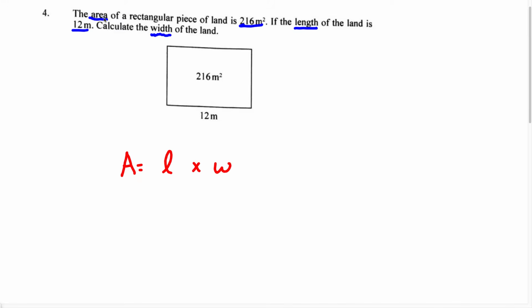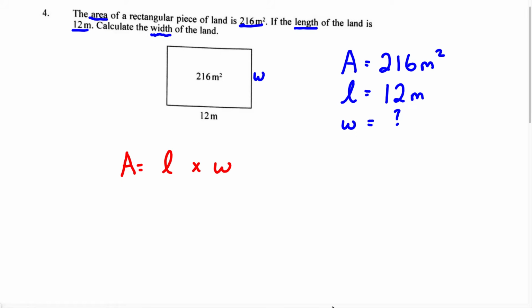Now let's write down what we have. We know the area for this rectangular piece of land is going to be 216 meters squared. They also tell us the length of the land, which is going to be 12 meters. And they want us to find the width. So we don't know the width as yet. That is what they want us to find. So this side right here is what we need to find.